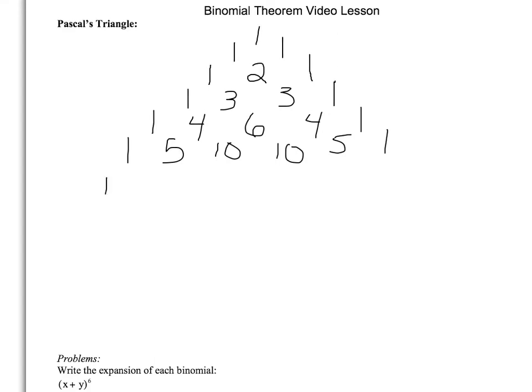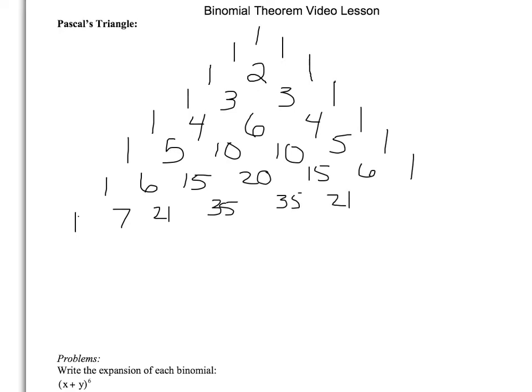So it's going to be 1. 1 and 5 is 6. 5 and 10 is 15. 10 and 10 is 20. 10 and 5 is 15. 5 and 1 is 6. 1. 6 and 1 is 7. 6 and 15 is 21. 15 and 20 is 35. Notice the second half repeats itself. So 35, 21, 7 and 1.